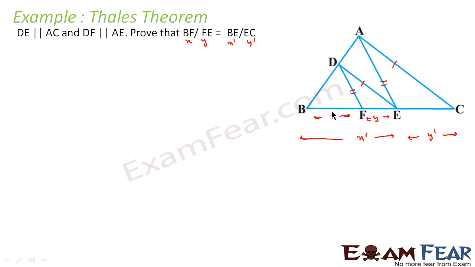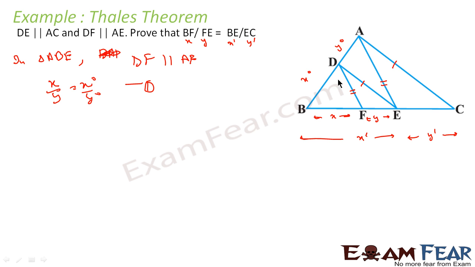If you see X by Y, the only thing that comes to our mind is, since DF is parallel to AE, X by Y will become X0 by Y0 and both are equal. Correct. See, since DF is parallel to AE, given, and this is triangle ABE, DF is parallel to AE. Therefore, the first thing that comes to our mind is X by Y is equal to X0 by Y0. So we'll write this equation.